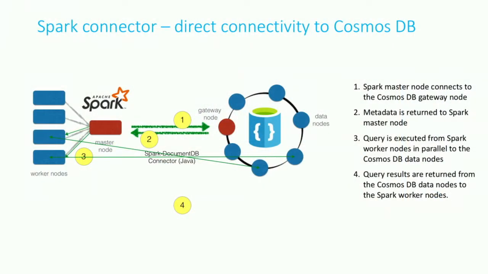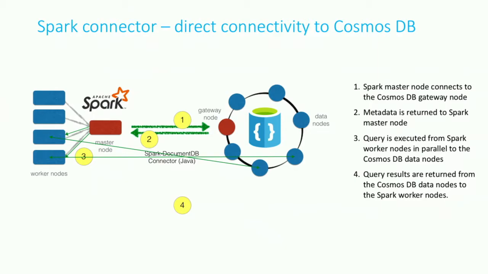Now, how the Spark connector works is the very first time you configure Spark to talk to Cosmos DB, the master node talks directly to the gateway node of Cosmos DB to understand how many data nodes there are, what the partition map is, and all such metadata, which is returned back to your Spark master node, which then sends that information down to the worker nodes.